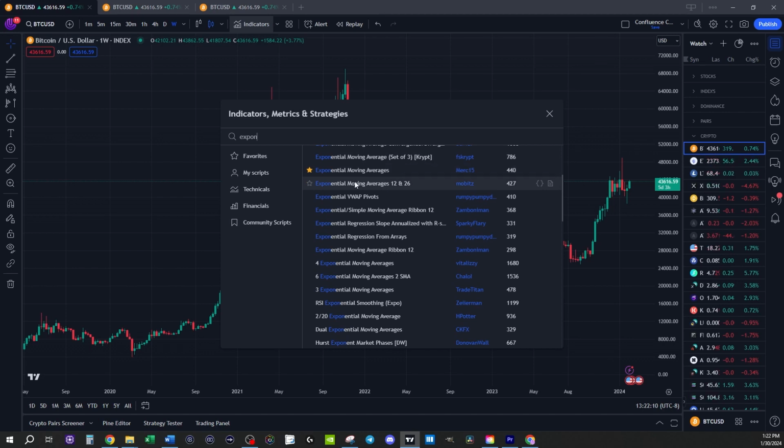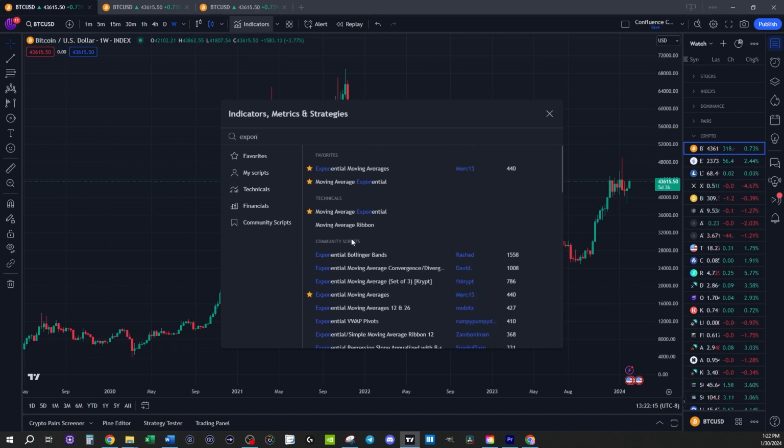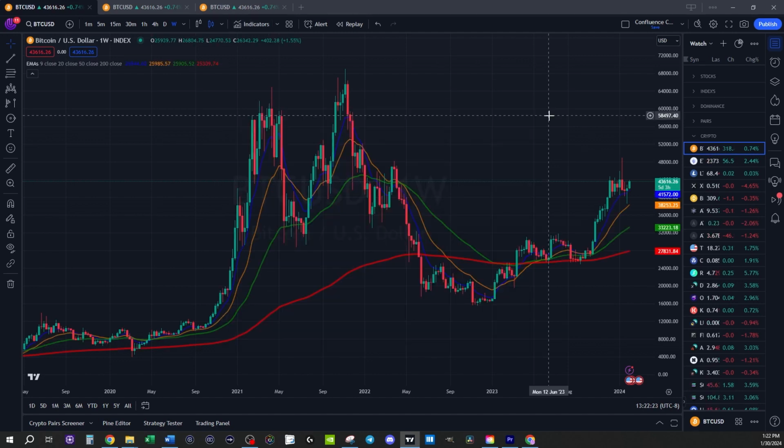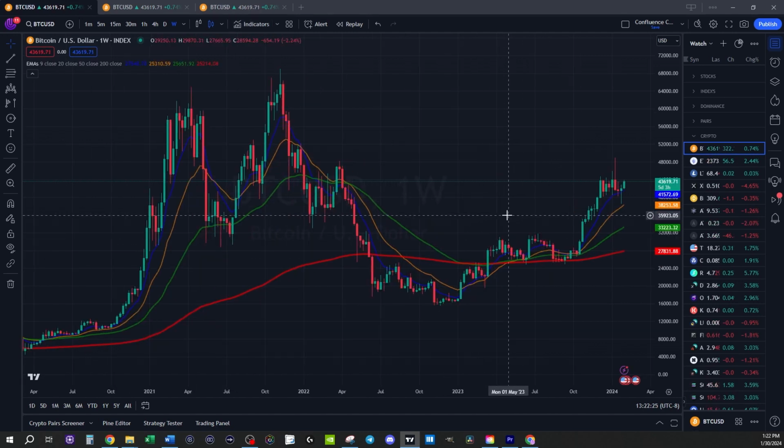To the left of the indicator, you'll see a star that you can select. Clicking this is going to add it to your favorites list. So go ahead and click the star on Exponential Moving Averages made by Merck15. There we go. It's added to your list and to your chart. Now in the top left corner of your chart, you can see your new indicator tab.